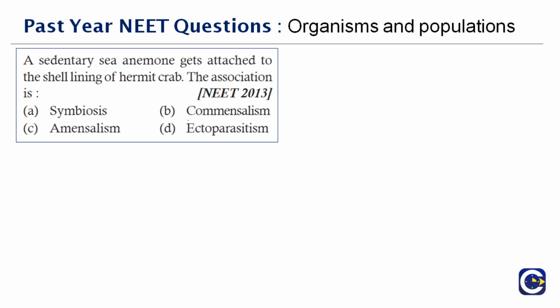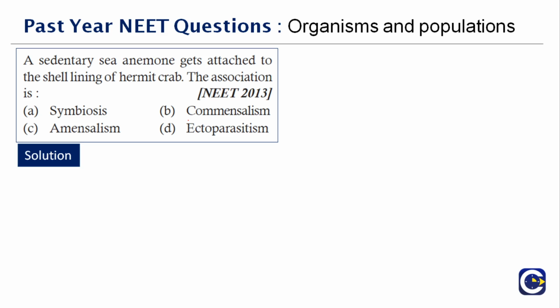Next question here. A sedentary sea anemone gets attached to the shell lining of hermit crab. The association is, what do you call it as? See, you must have seen the ticks, right? The ticks which are seen on animals like cows or dogs, they have ticks on them. So what do these ticks do? They eat the insects which are present on their body.